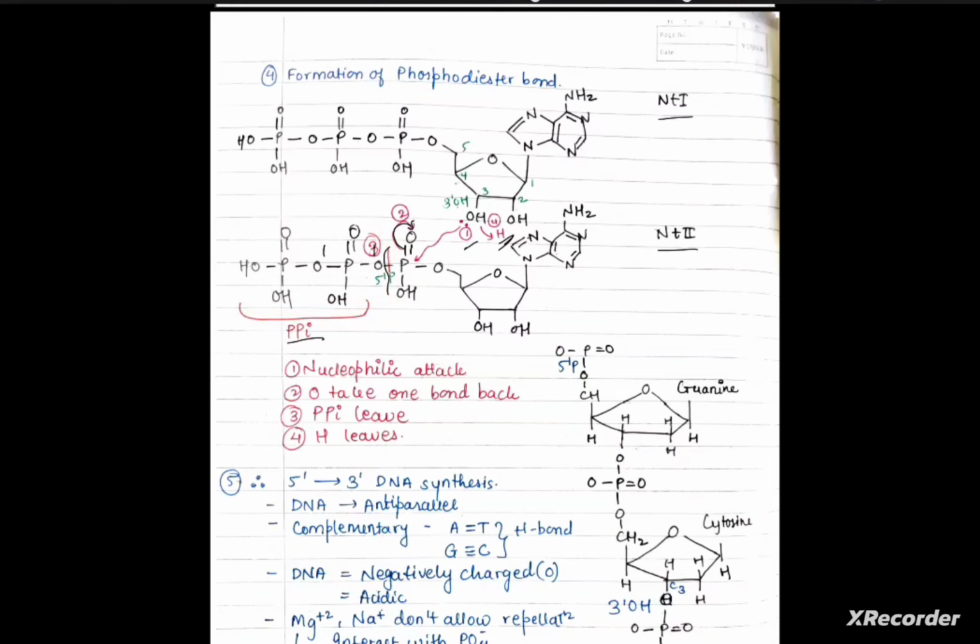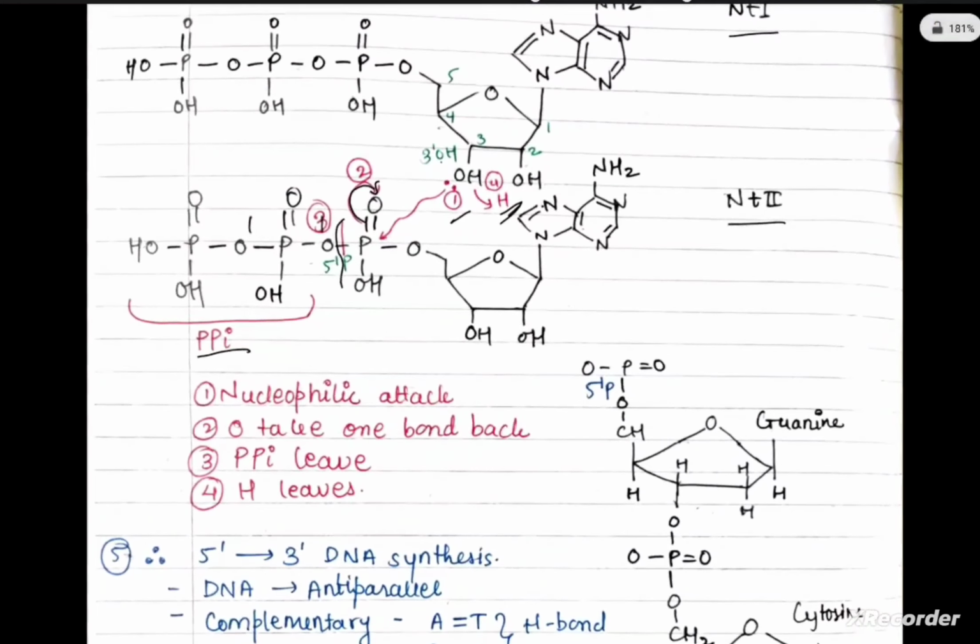Now after that, oxygen can form just 2 bonds, right? Oxygen is already forming 2 bonds, one with this carbon number 3 and the other with hydrogen. Now hydrogen has to leave because oxygen is forming another bond with phosphate, so hydrogen will leave here. So if you look at this image carefully, you will understand. First is nucleophilic attack, second is bonds are taken backwards, pyrophosphate will leave and hydrogen will leave in the end.